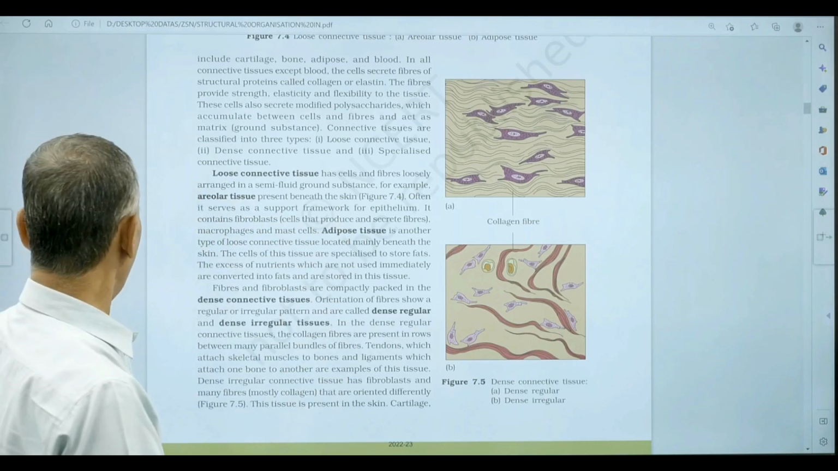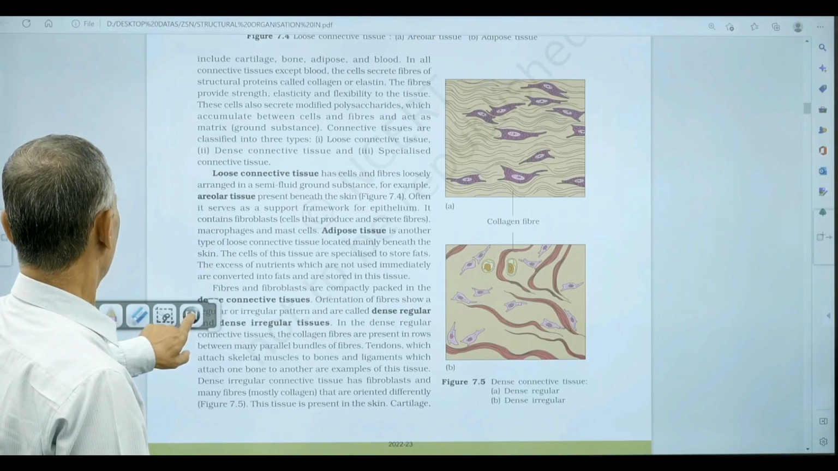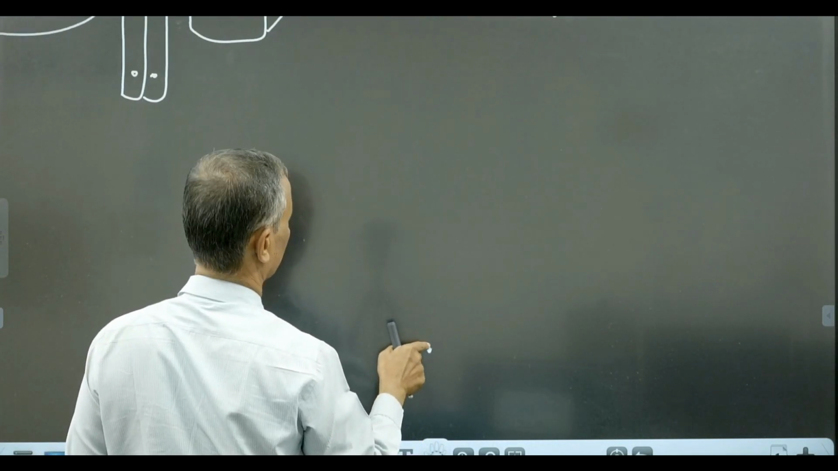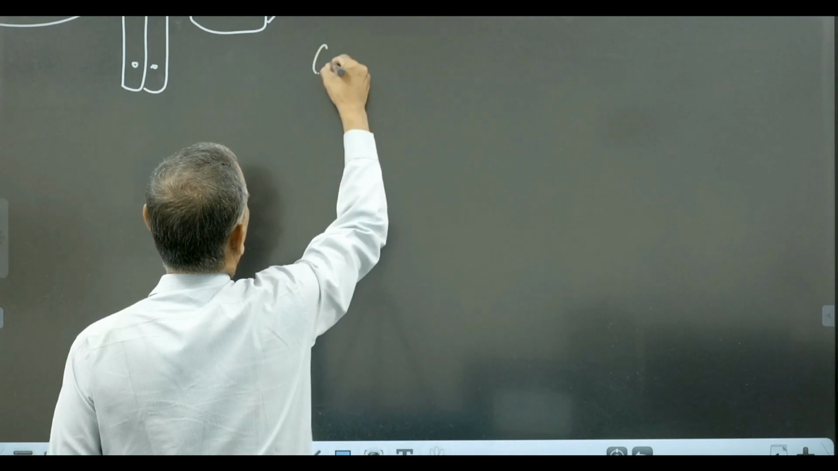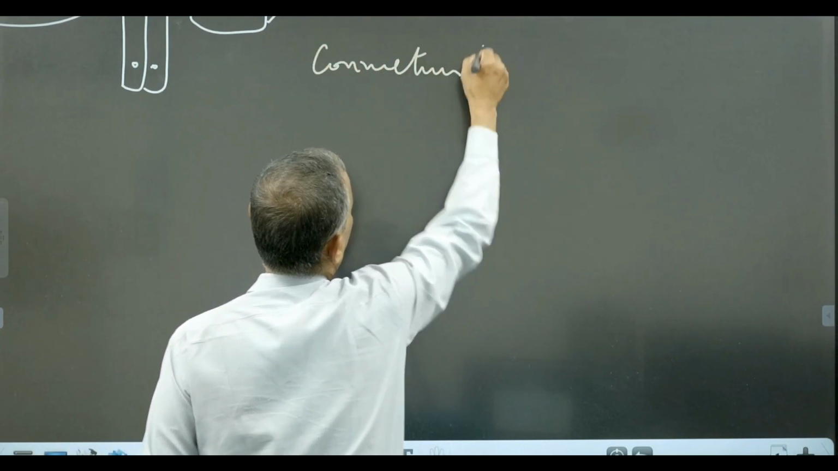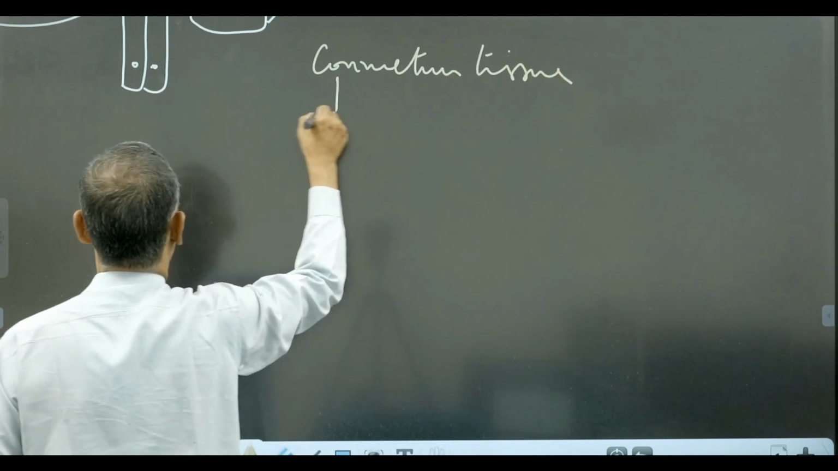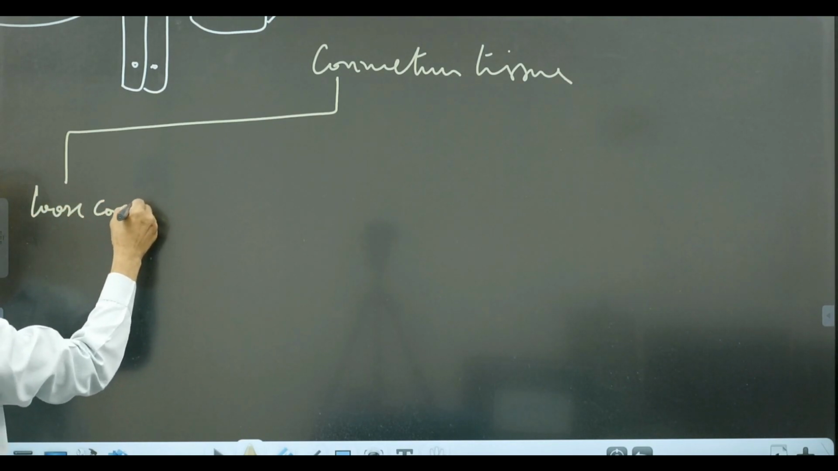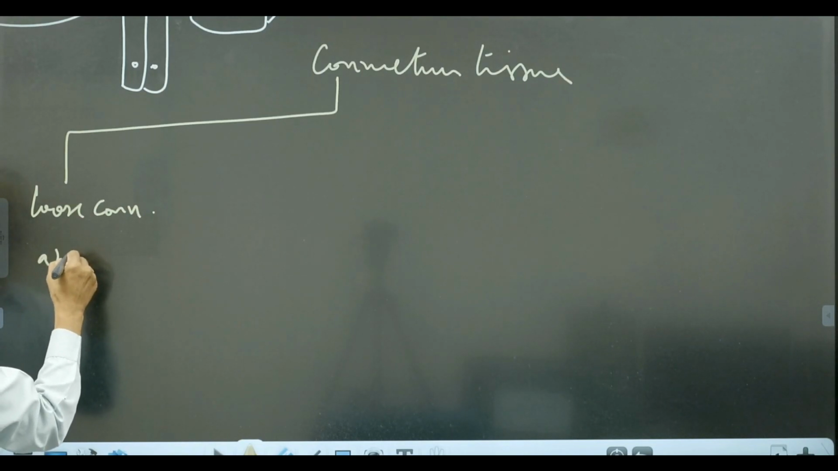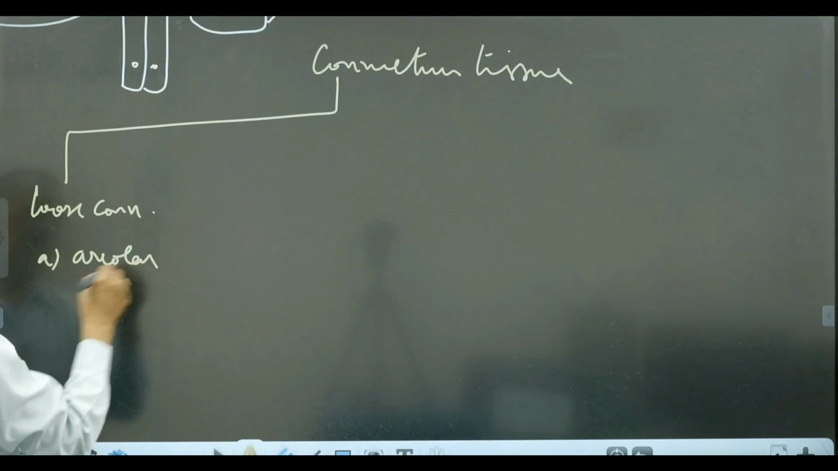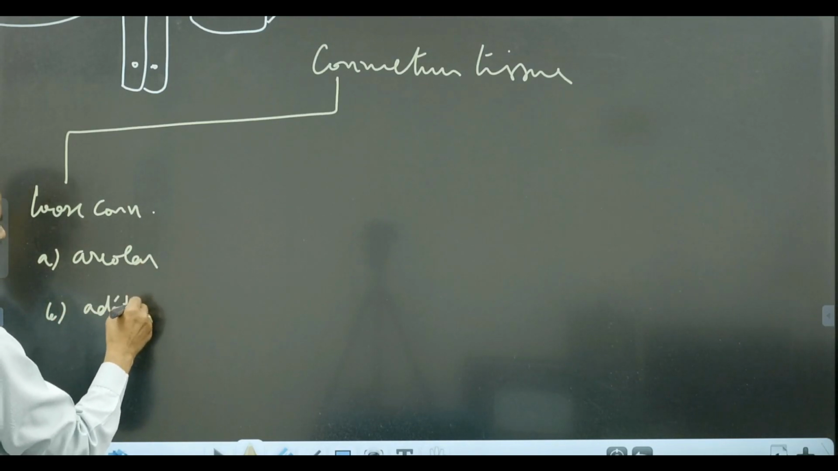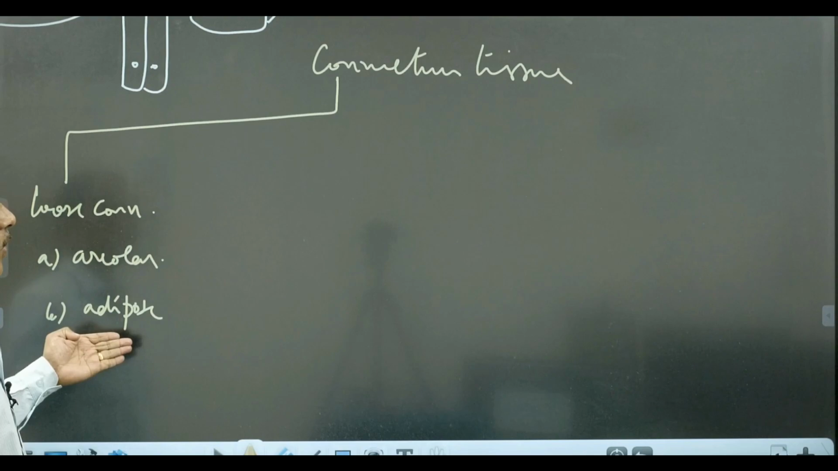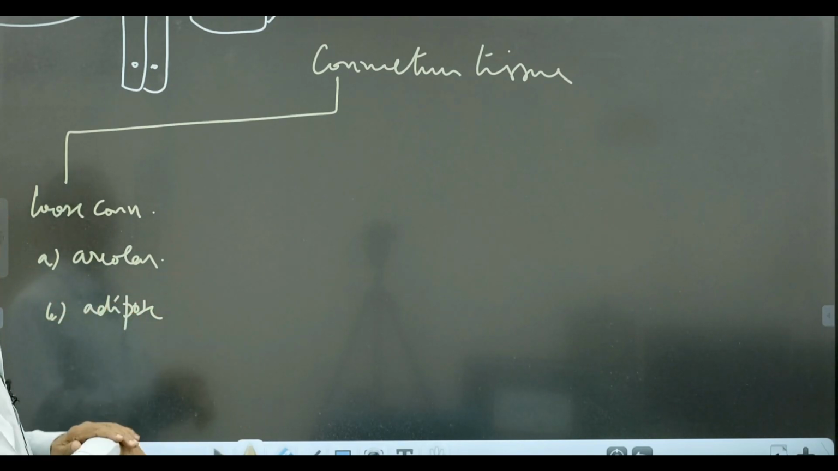So, connective tissues are of three types. Loose connective tissue. They are of two types, namely areolar and adipose. What is the function of areolar? Packing. What is the function of adipose? Storing of fat. Both are present beneath our skin.